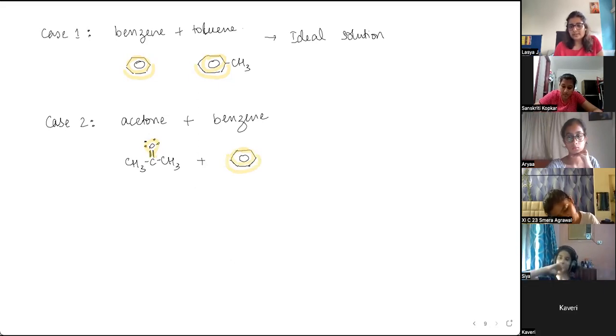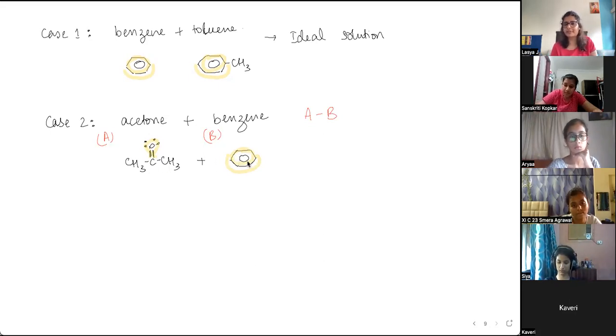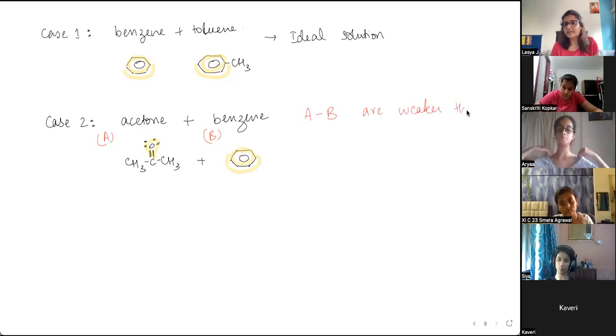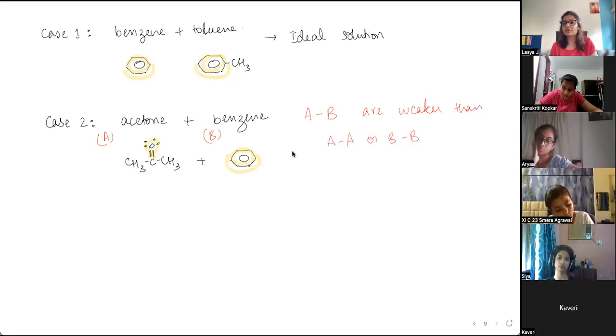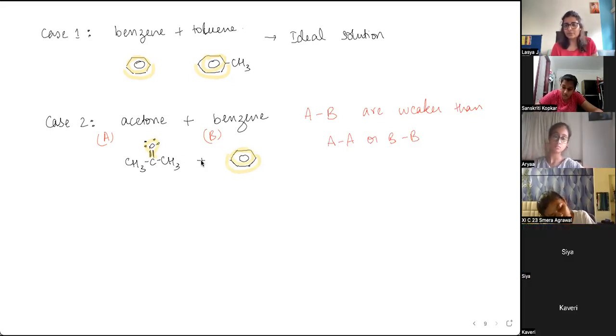So in this case, if we say this is molecule A and this is molecule B, the AB interactions, the attractive forces between both of these, are going to be weaker than AA or BB, the individual ones when they were not mixed. These two are going to repel each other more, the repulsive forces between both of these would be more than if you had pure benzene or pure acetone.